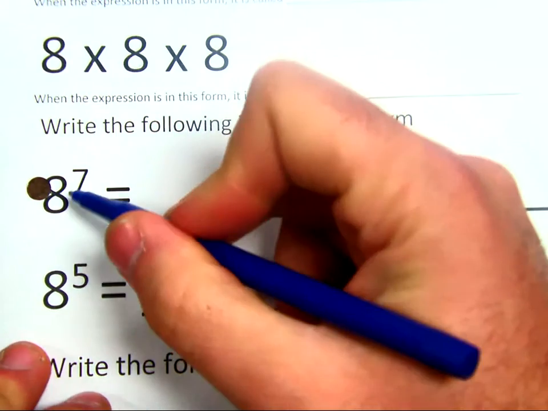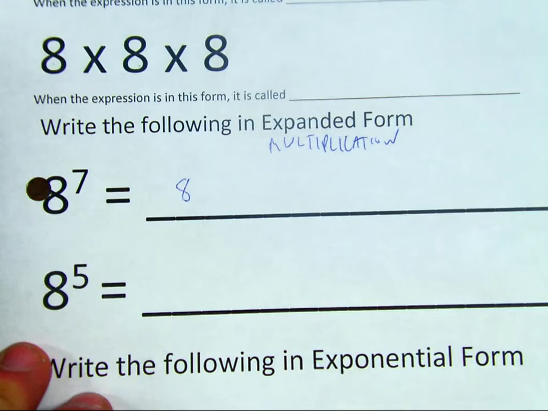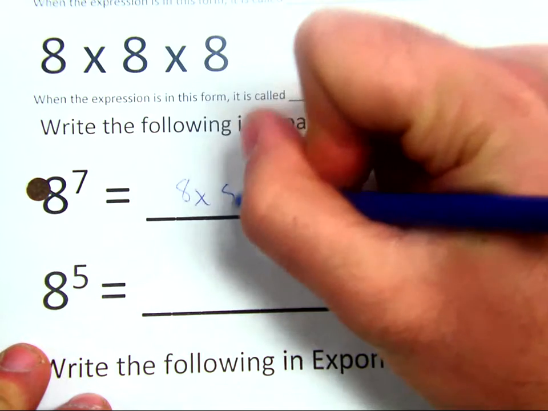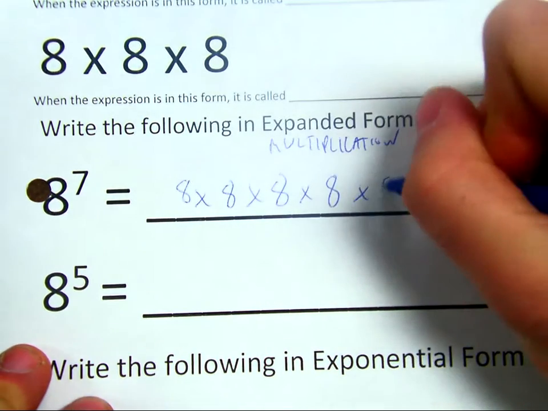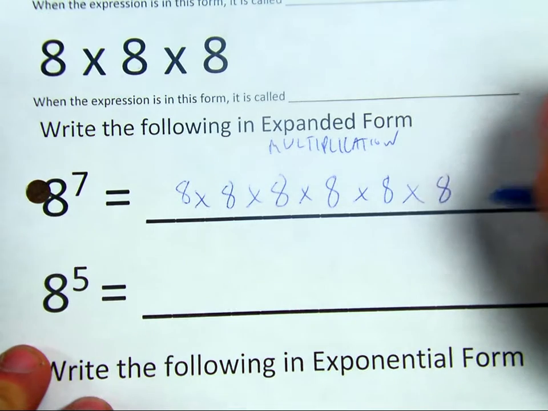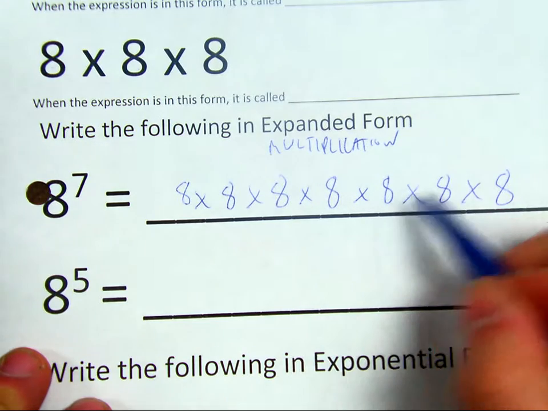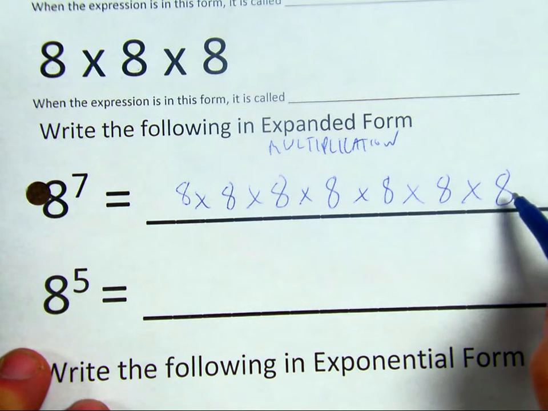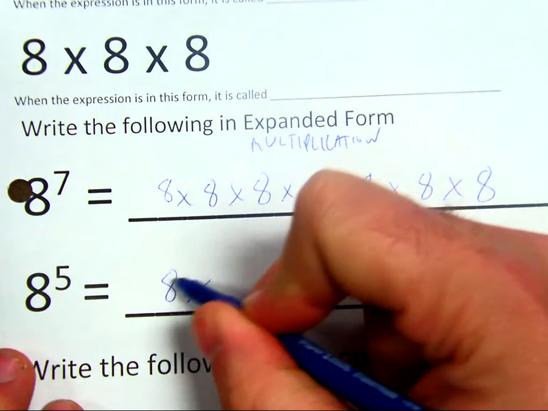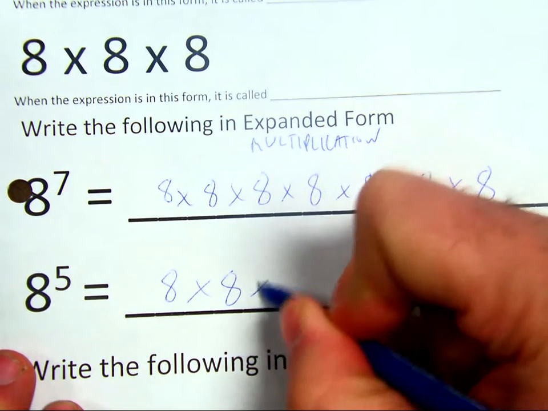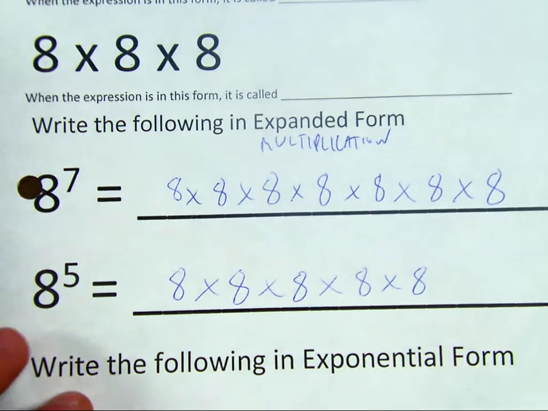So to do that, 8 to the 7th power would be 8 times itself 7 times. So 8 times 8 times 8, that's 3, times 8, that's 4, times 8, that's 5, times 8, that's 6, times 8, that's 7. We have 1, 2, 3, 4, 5, 6, 7 8s. 8 to the 5th power would be 8 times itself 5 times. 8 times 8, that's 2, times 8, that's 3, times 8, that's 4, times 8, that's 5.